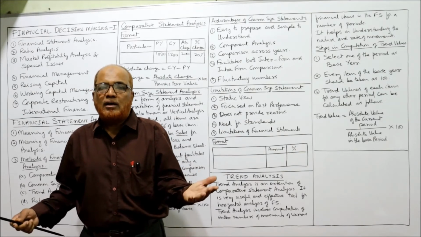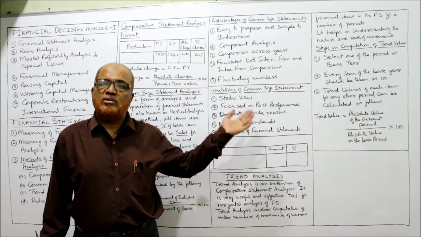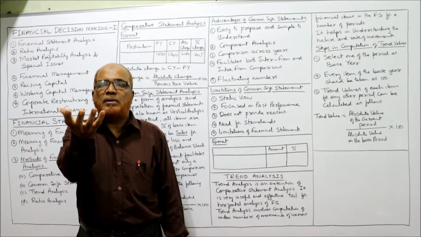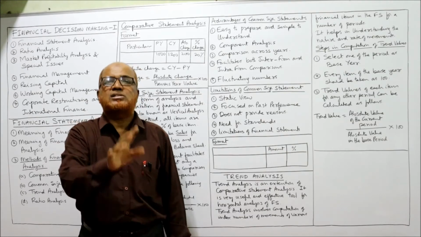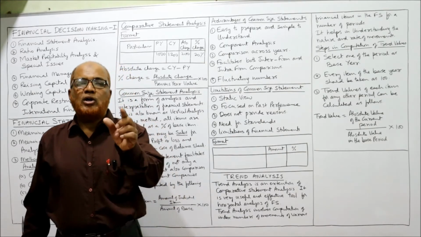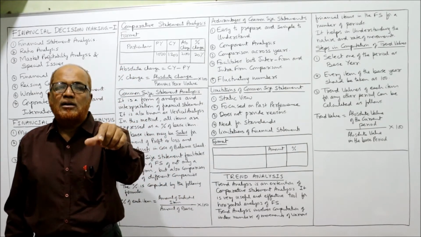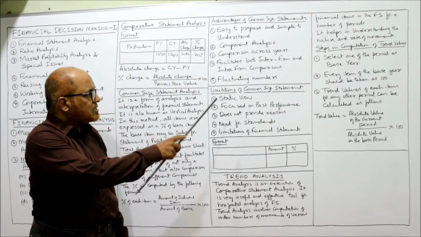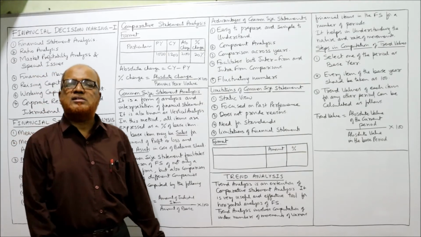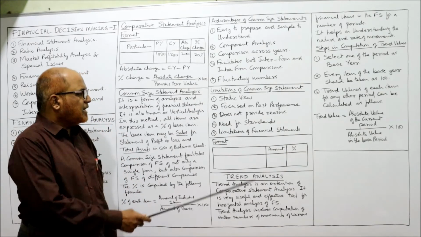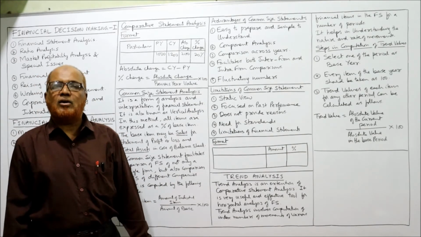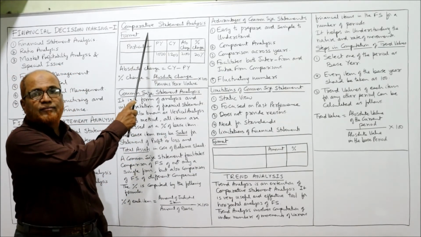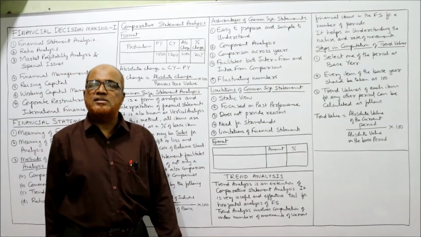So automatically, common size statement analysis will also suffer from those limitations, because common size statement is based on financial statements. So if you want to make correct common size, you must make correct financial statements. So these are some of the limitations of common size statement. Next thing is format. How to make the format? Here I have shown you the format of comparative. Here this is the format of common size.